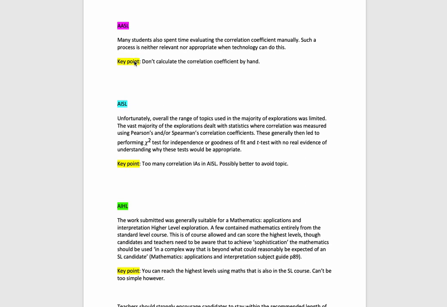Okay, AASL. This again came up in the AASL subject report, but appropriate for everything. Don't do the correlation coefficient by hand. Many students do this. Some of my students have done that in the past. Fine. They say don't do it, so don't do it.